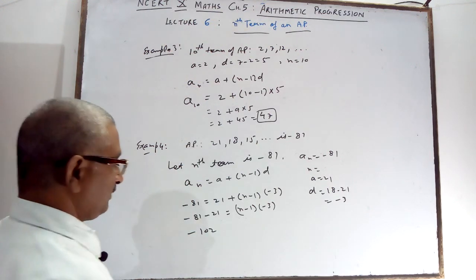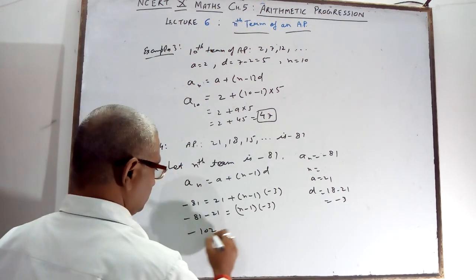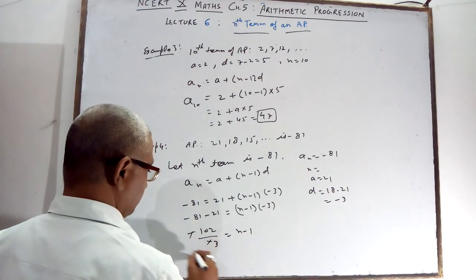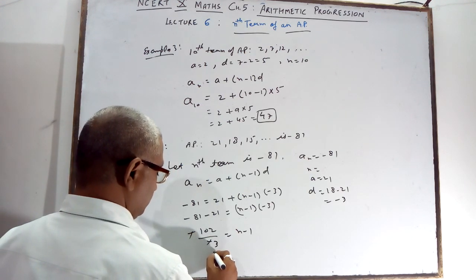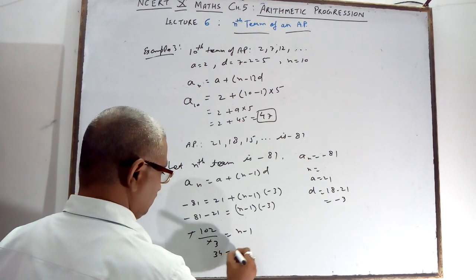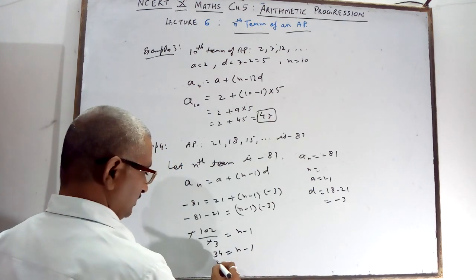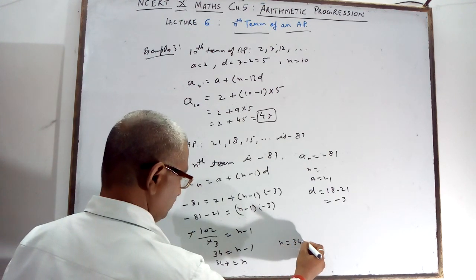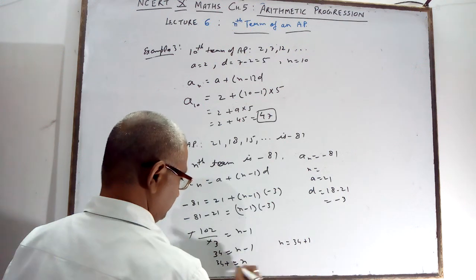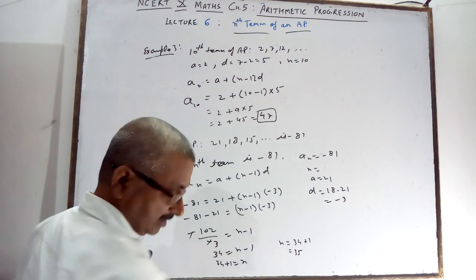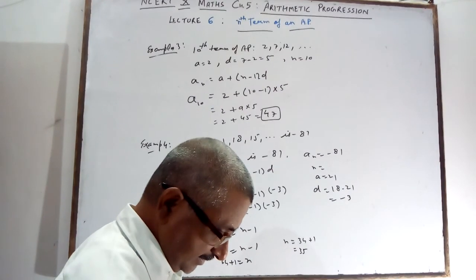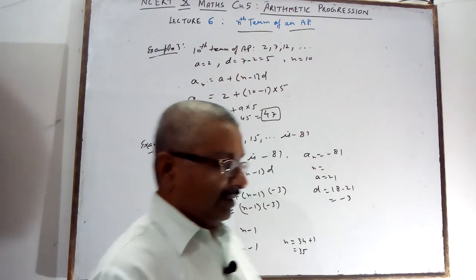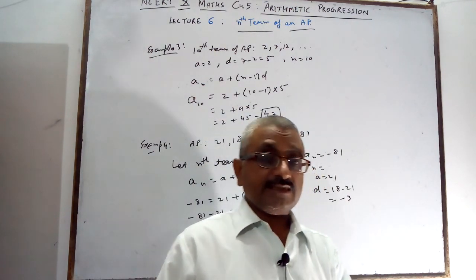Minus 102 upon minus 3 is equal to n minus 1. Minus and minus cancel. 3 times 34 is 102, so 34 is equal to n minus 1. So 34 plus 1 is equal to n. So n is 35. How many terms in this AP? We are getting 35. The 35th term is minus 81.